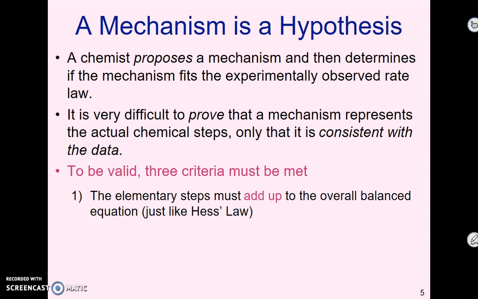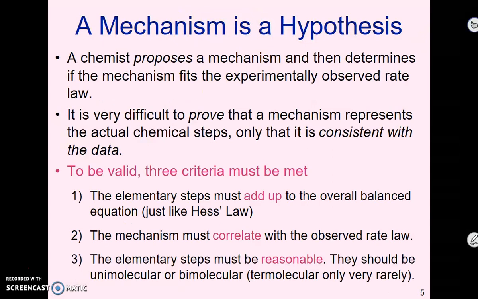Okay. So a mechanism is just a hypothesis. It's very, very difficult to prove mechanisms. You can only say that a mechanism is consistent with the rate law that you get from your data. And we saw two ways to get rate laws: either using the integrated rate law or using the initial rates, doubling one and keeping one the same. So it's very, very hard to prove a mechanism. It can only be consistent with the data, or consistent with the rate law that you got experimentally.